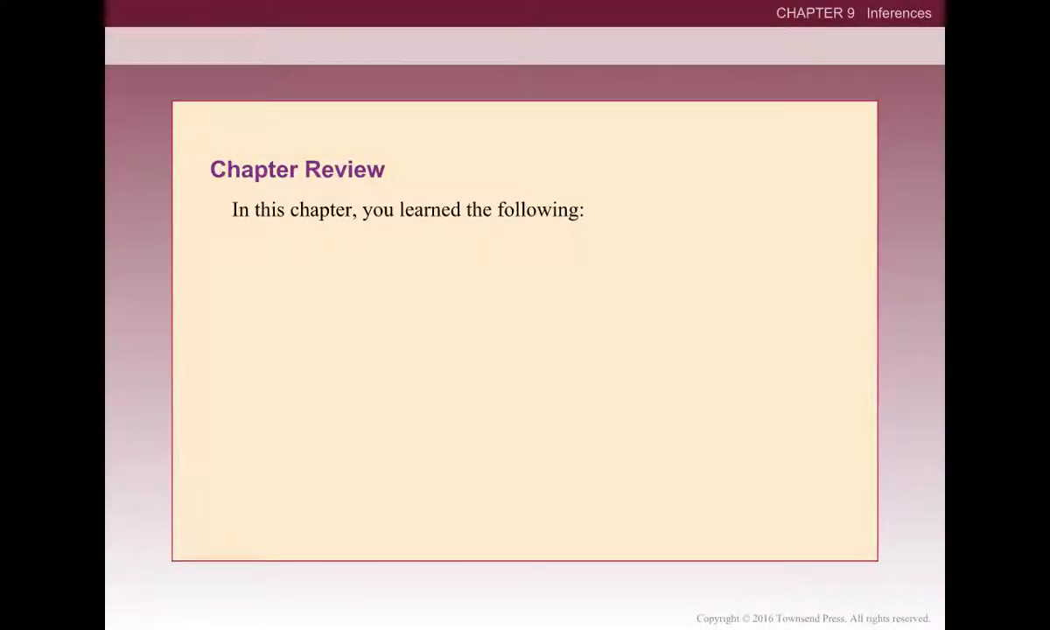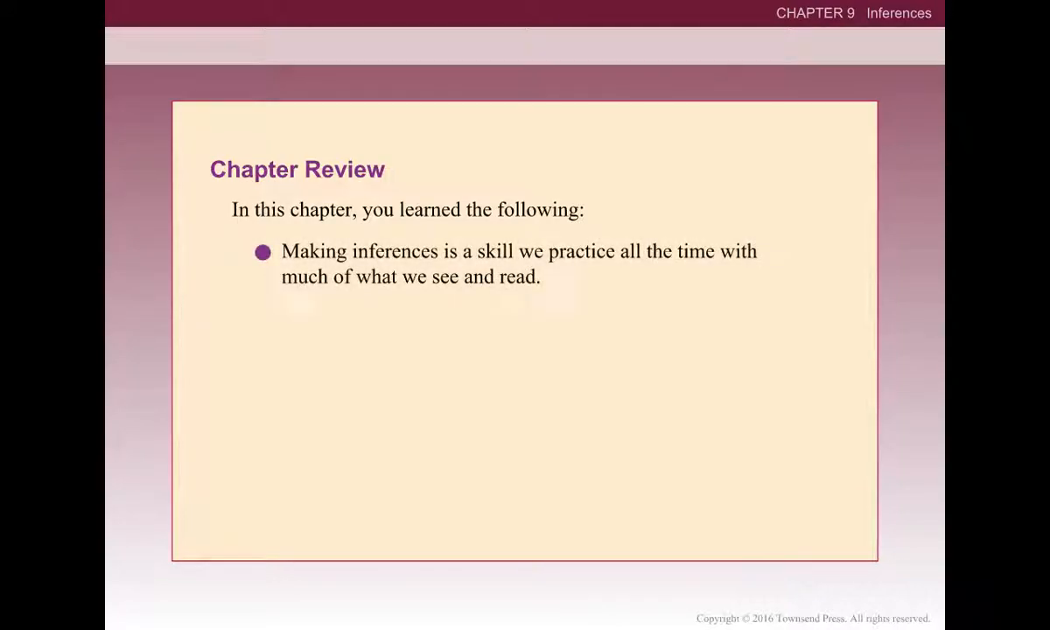Okay, in review, in this chapter you learn the following. Making inferences is a skill we practice all the time with much of what we see and read. Again, what does the evidence suggest? What does the reading suggest? What does the text suggest? That's what an inference is, okay? It's not like you're guessing about what it is. It's just, what is it really saying? A suggestion is when somebody tells you to do something or gives you an idea. So what idea is the text suggesting? What idea is it giving you?